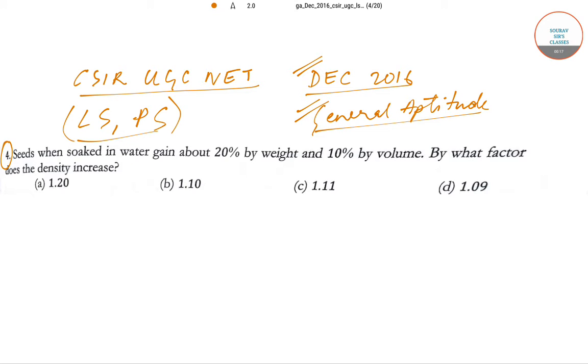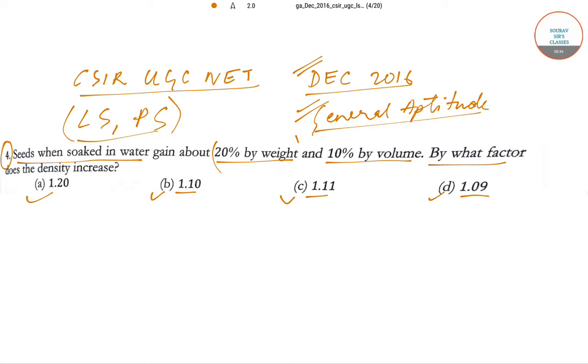The question is that seeds when soaked in water gain about 20% by weight and 10% by volume. In that case, we need to find out by what factor does the density increase. Option A 1.20, option B 1.10, option C 1.11 and option D 1.09. So upon soaking in water, the seeds gain about 20% by weight and 10% by volume. So we need to find out by what factor the density increases.